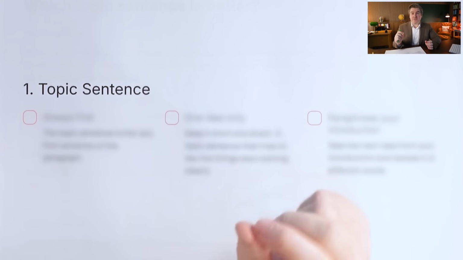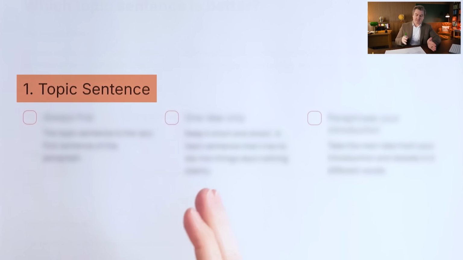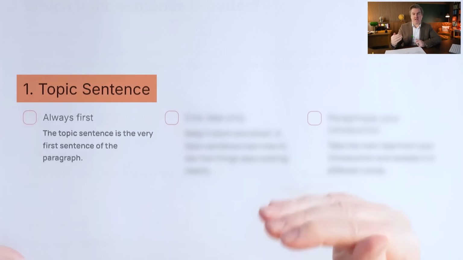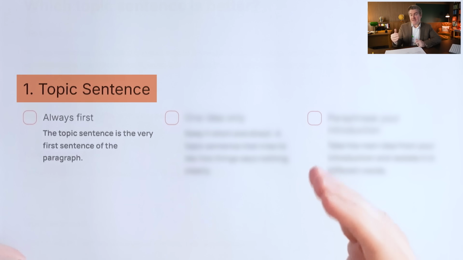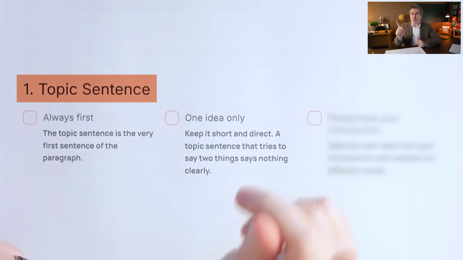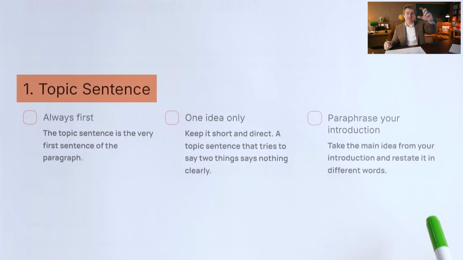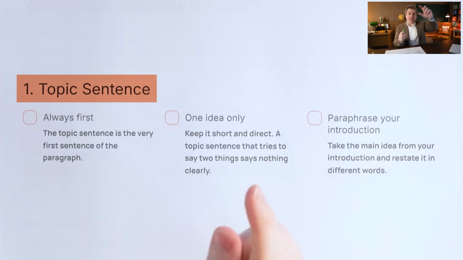So the first pillar is our topic sentence. A topic sentence is the very first sentence of your main body paragraph. It should be short and simple and tell the examiner what the main idea of that main body paragraph is. Just put one idea in there, make it a short, simple sentence. You don't need to go into detail, that comes later. Just keep it really, really simple. And all you have to do is look at your introduction and paraphrase your introduction.